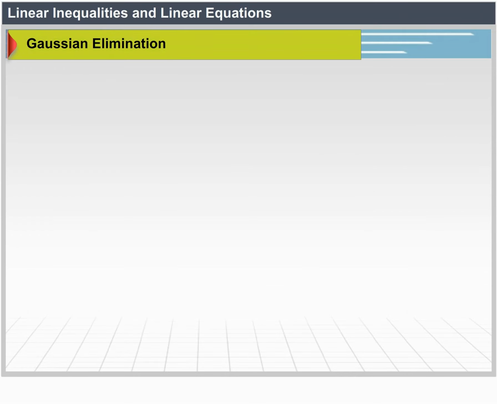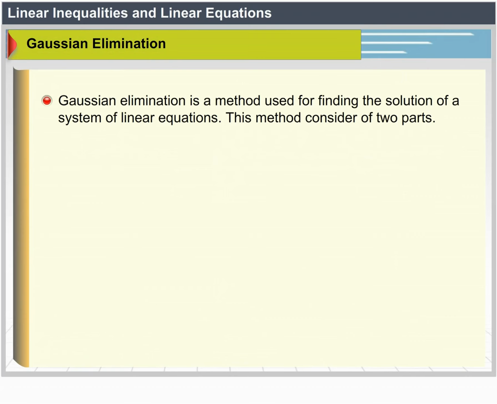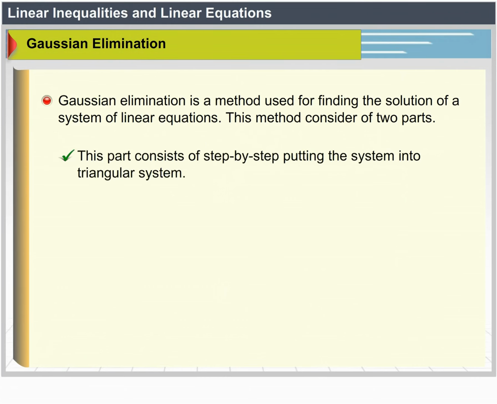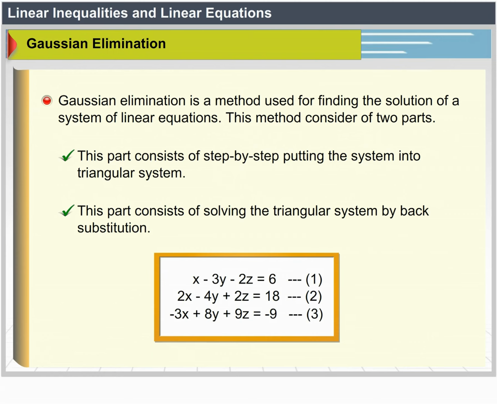Gaussian elimination. Gaussian elimination is a method used for finding the solution of a system of linear equations. This method consists of two parts. The first part consists of step-by-step putting the system into triangular form. The second part consists of solving the triangular system by back substitution.